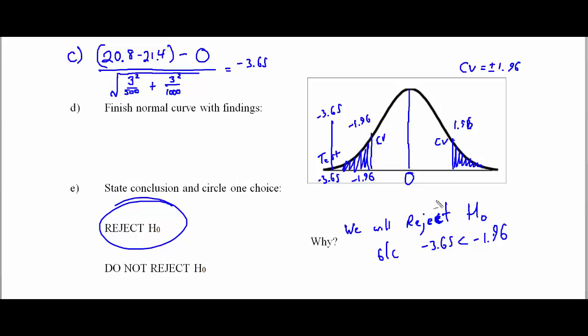You'll note that in my sentence I didn't actually talk about the right tail at all, because the way I subtracted them, the way I ordered them, just didn't make a difference here. So that's the end of the problem.